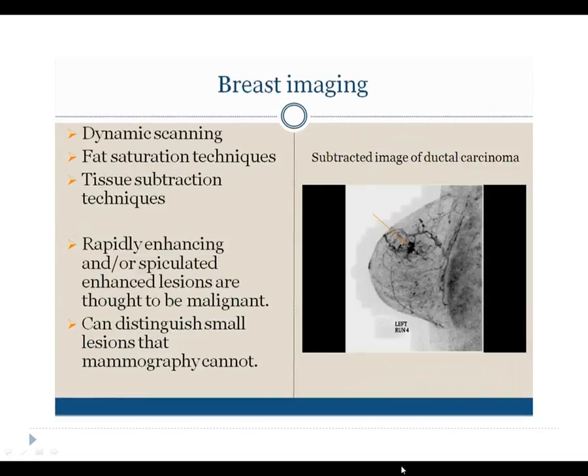MR breast imaging uses dynamic scanning, fat saturation, and tissue subtraction techniques to detect small lesions in the breast that mammography sometimes cannot. Malignant lesions can be determined if they enhance rapidly and/or are spiculated in appearance.